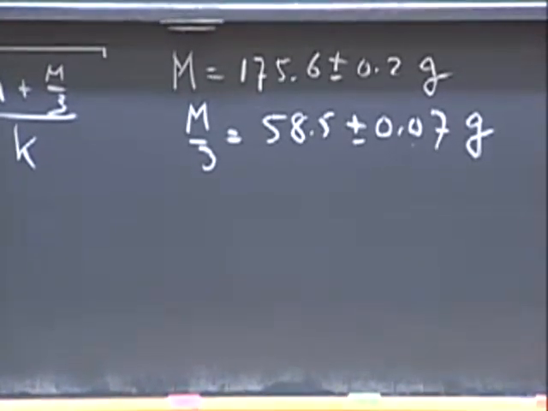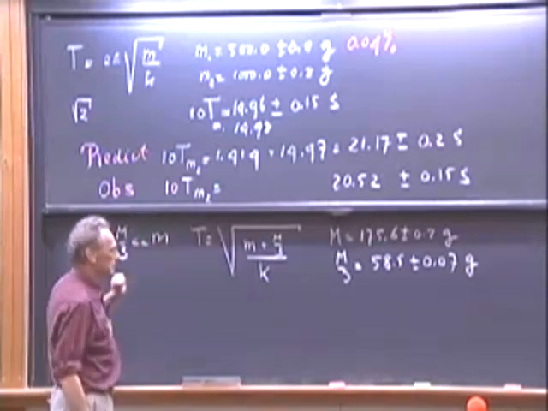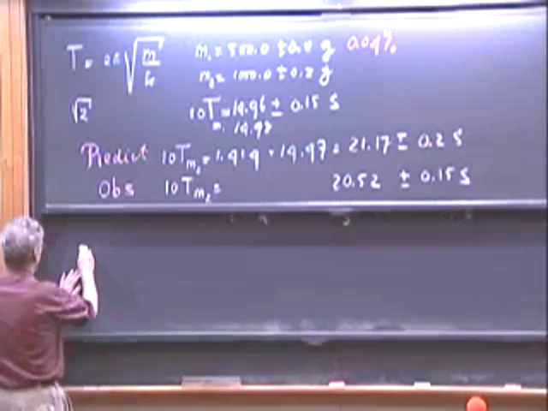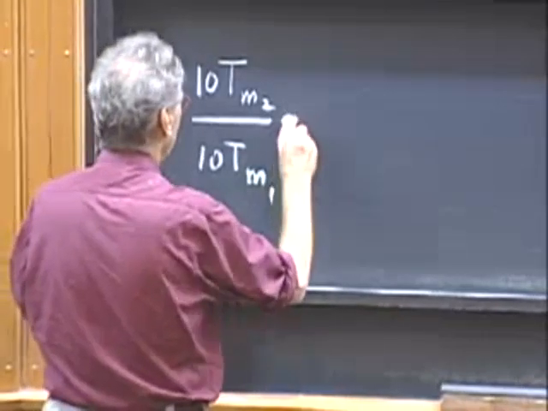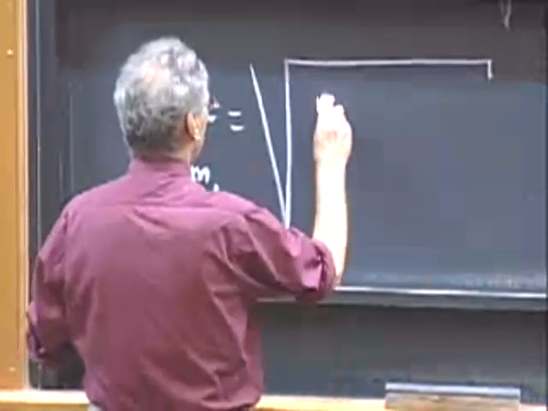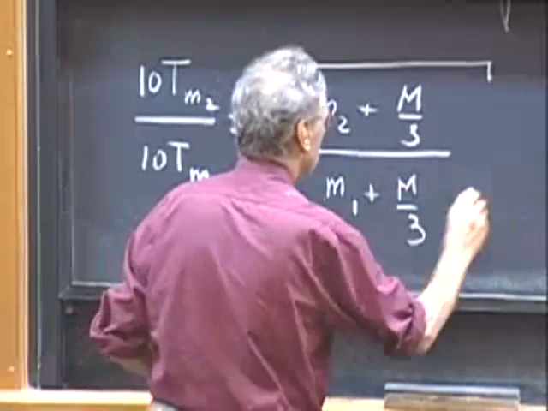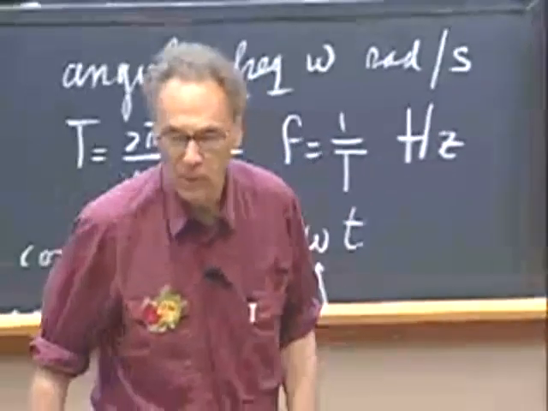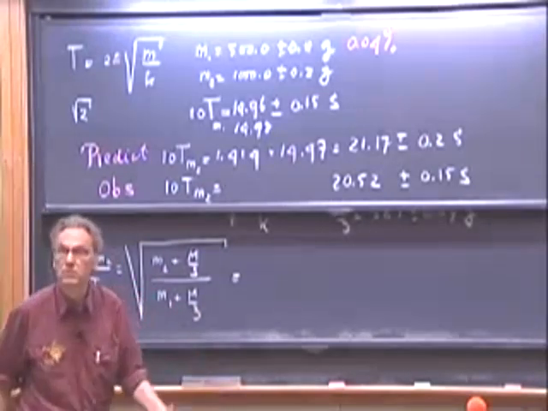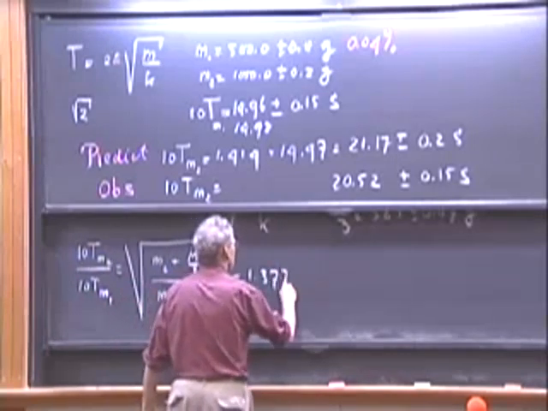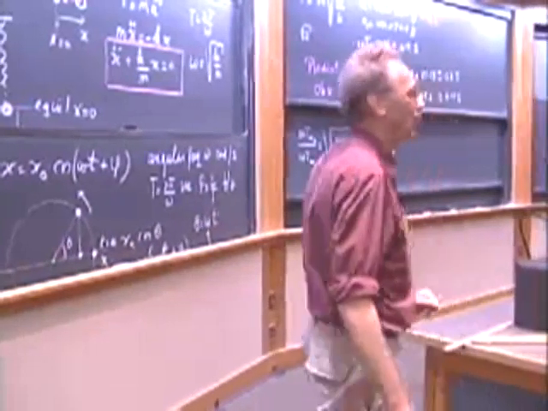And so we can now do the following test. We can now take the ratio of these two and eliminate thereby k. So we can write now 10 T m2 divided by 10 T m1 is now the square root of m2 plus M divided by 3, divided by m1 plus M divided by 3. And that number is easy to calculate because you know m2, you know m1, you know these numbers, and I have calculated it for you, and it is 1.377. And the uncertainty is so small compared to my timing uncertainty that I don't even have to allow for any uncertainty in that number.